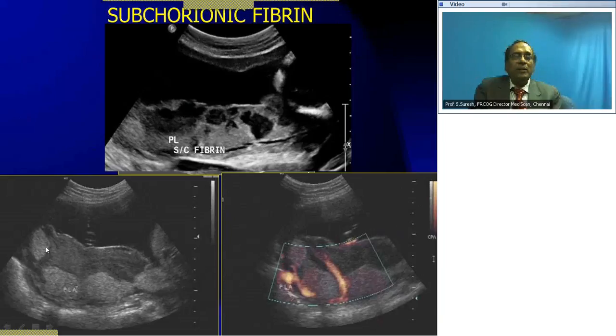Here is a very large subchorionic fibrin deposition, and if you measure the placental thickness from here to here, it will look abnormally large, whereas the true placenta is only from here to here. The functioning unit is only here. All this is hemorrhage. If you switch on color, you will see absence of flow in these areas. In maternal lakes, you will see presence of flow. In this, you will see absence of flow.